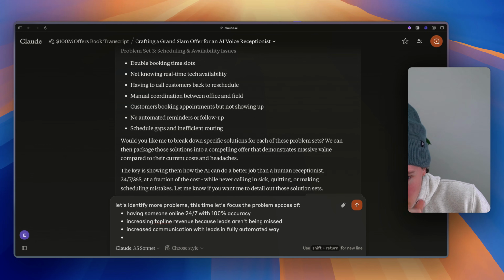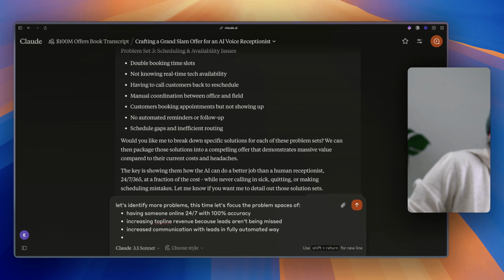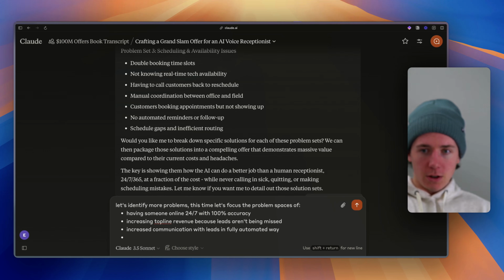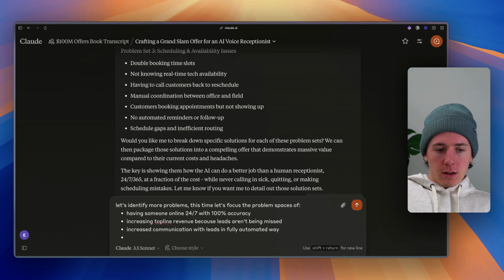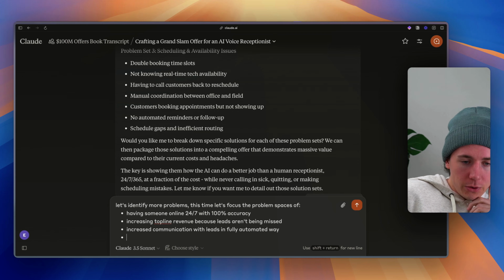Then it's going to be, what is the other? Increased communication with leads in a fully automated way. What else do we have here?